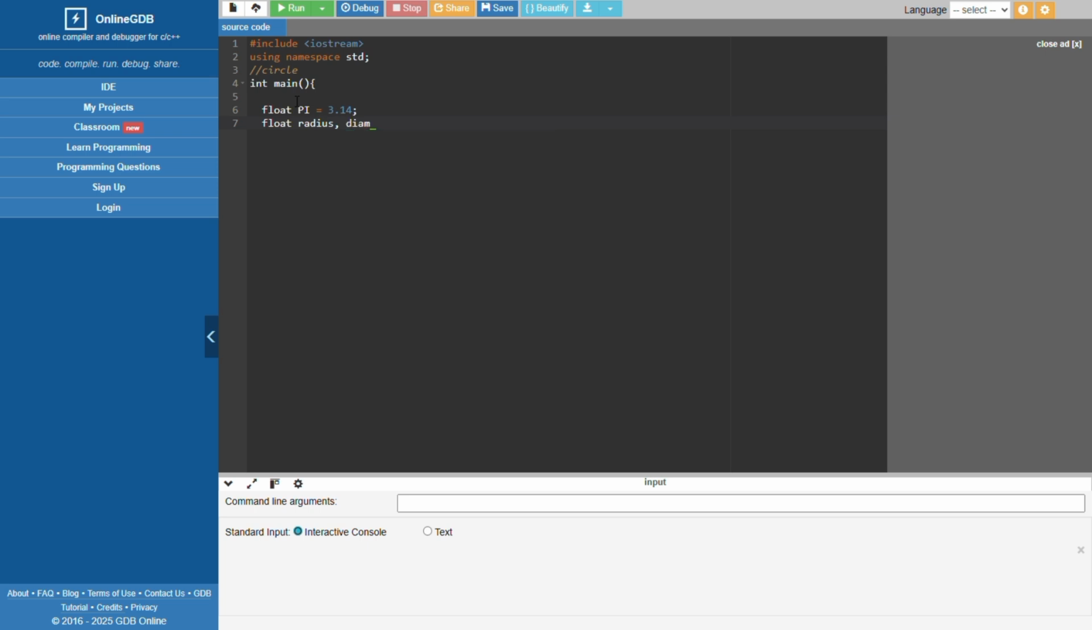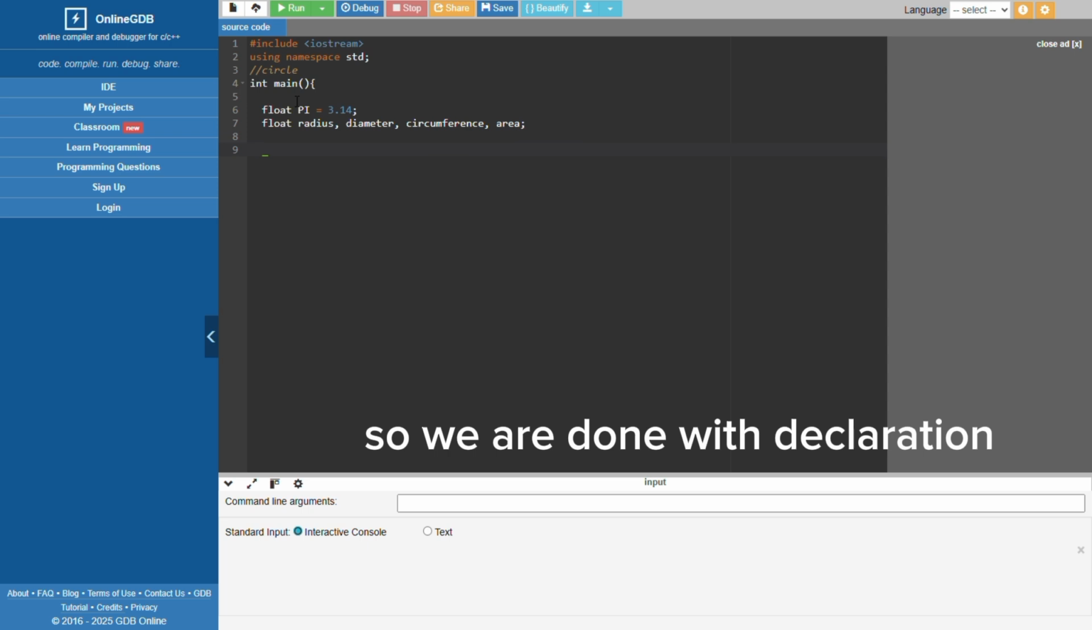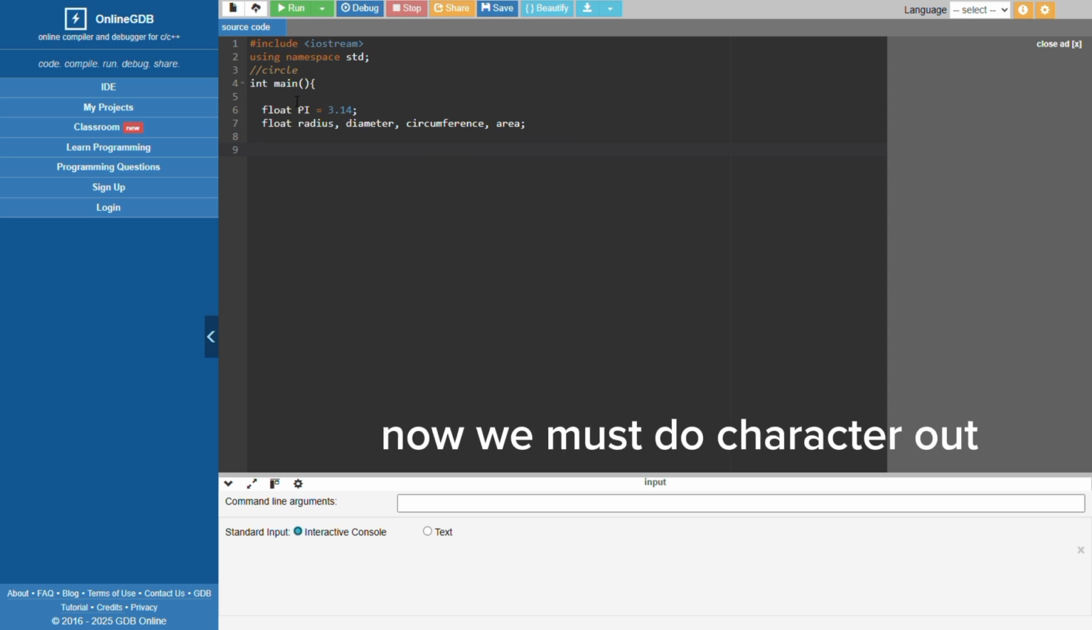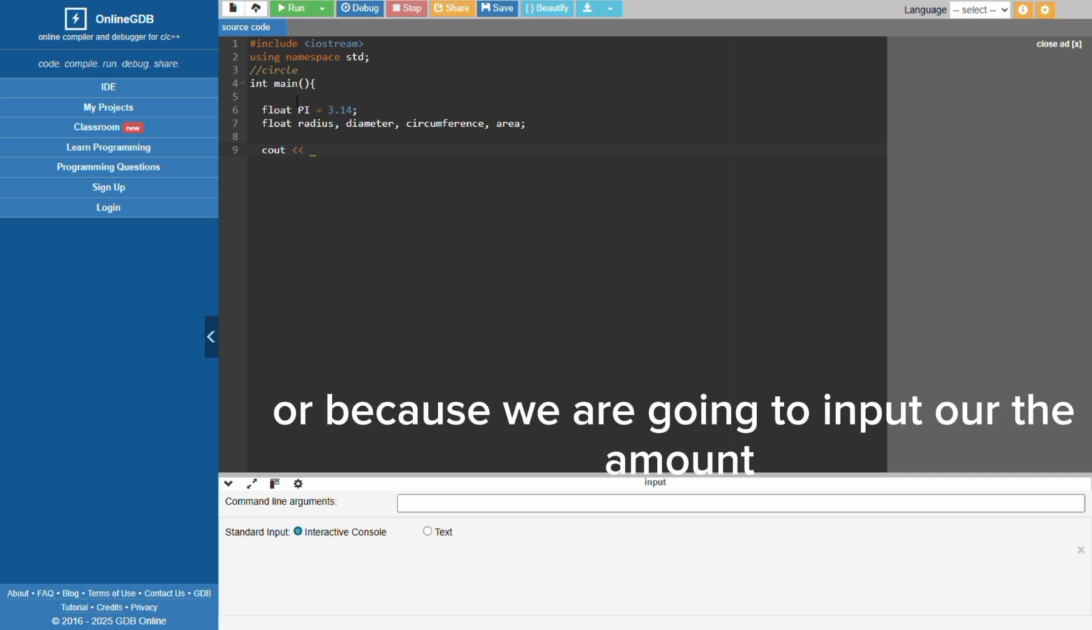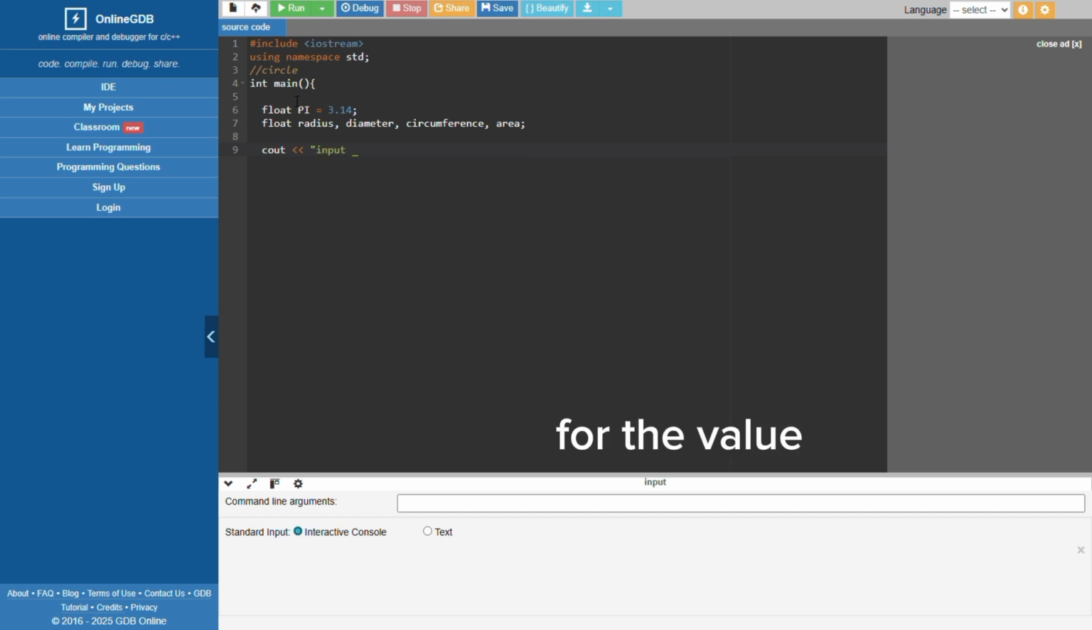So diameter, circumference, area. So we are done with declaration. Now we must use cin, because we are going to input the amount or the value of the radius.